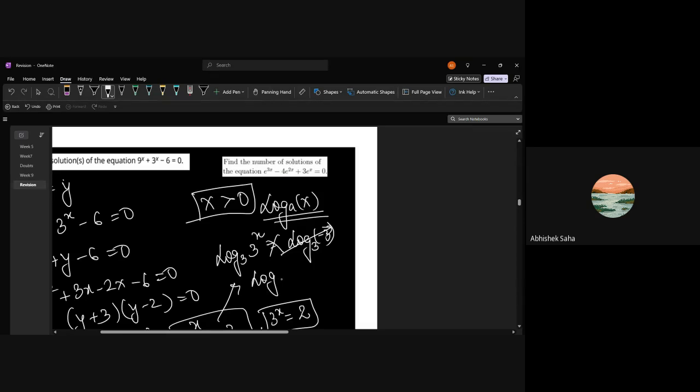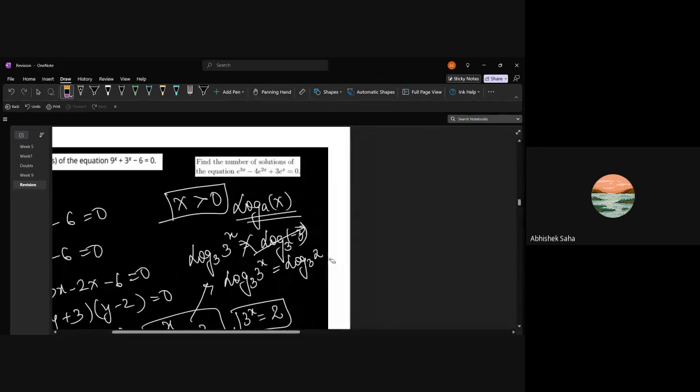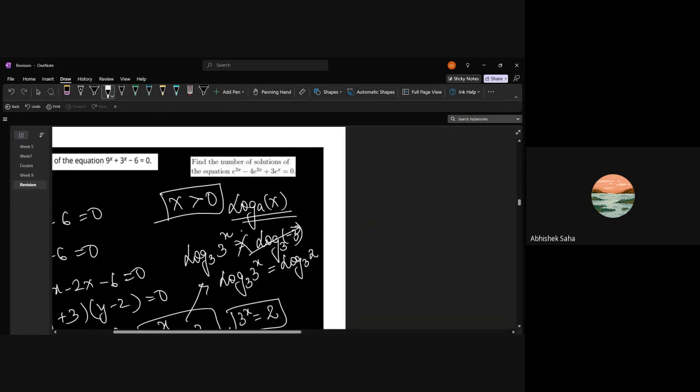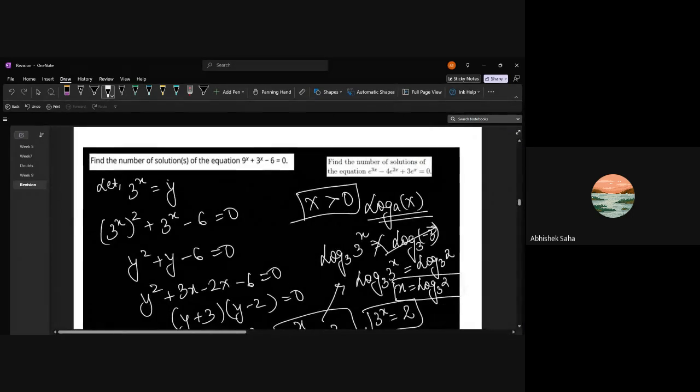See the second one, 3^x = 2. Yes, this is possible. x is equal to log base 3 of 2. Let me write it outside. So from here, the value of x comes out to x equal to log base 3 of 2. So the number of solutions is only 1. Answer is 1.